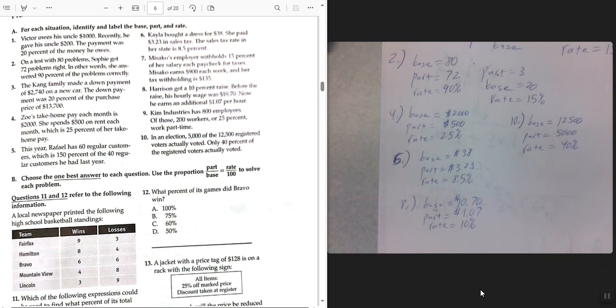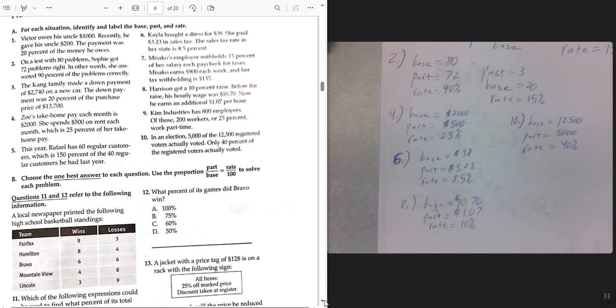Okay, now that took care of listing the part, the base, and the rate. Now we come here where it says B, choose the one best answer to each question. Use the proportion part over base equals rate over 100 to solve each problem. Now, I will tell you this, there is one little issue. When you write the rate, when you're doing the proportion, you will not add the percent sign. You would just write the number as is. So we will get into that.